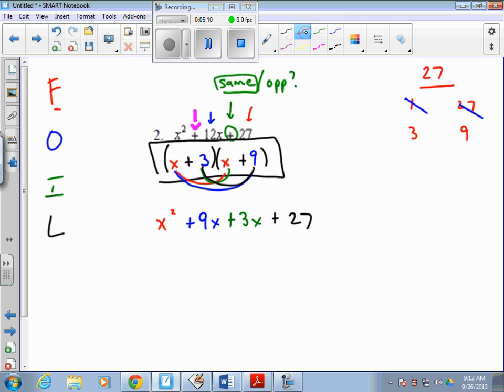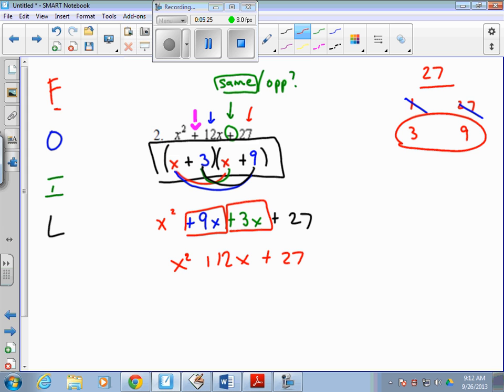And we have to combine 9x and 3x. That's why right here you add them, because you add 9x and 3x to get 12x. Then when you look at it again, it goes back to the original problem, x squared plus 12x plus 27. But this is your factored version.